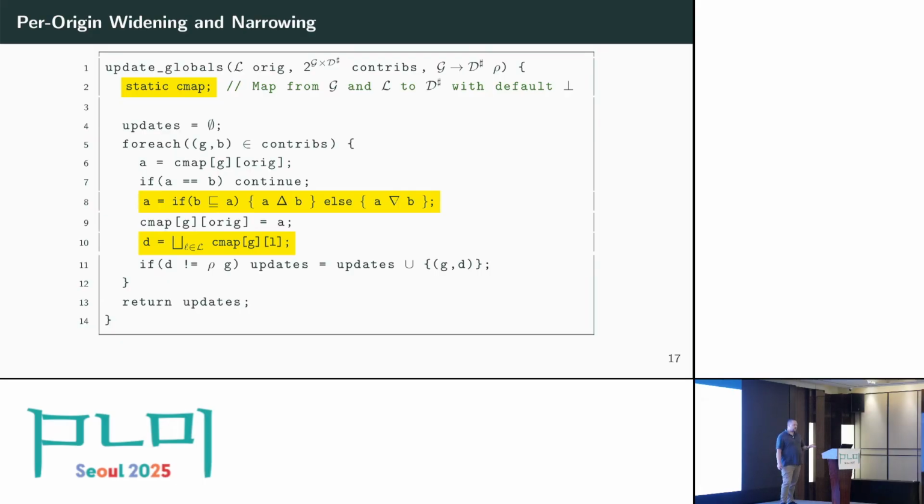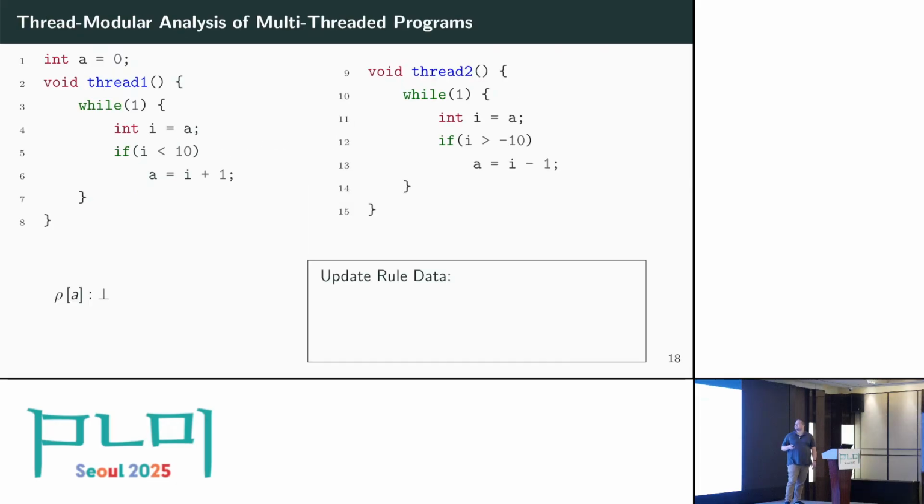And then whenever we have a new contribution from some origin, we compare whether it is subsumed by the old one, in which case we perform narrowing, or if it is not, then we do widening. And then the new value of the rho, or the update to the global, we obtain simply as the join of all of the entries. This looks a bit complicated, so let's do an example.